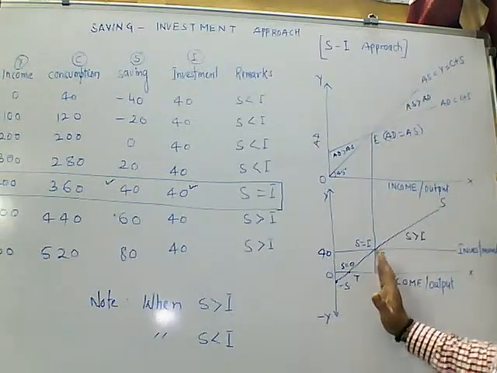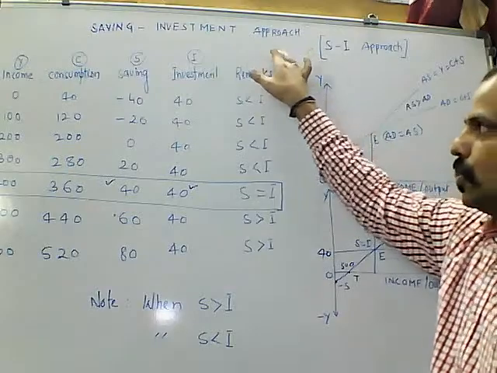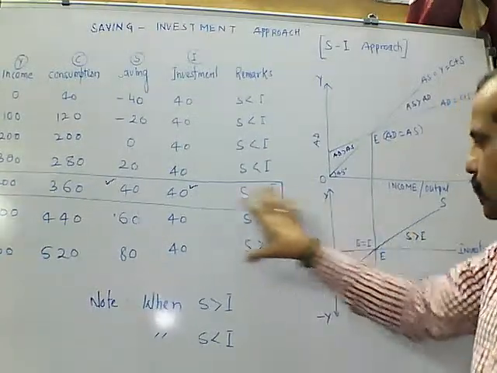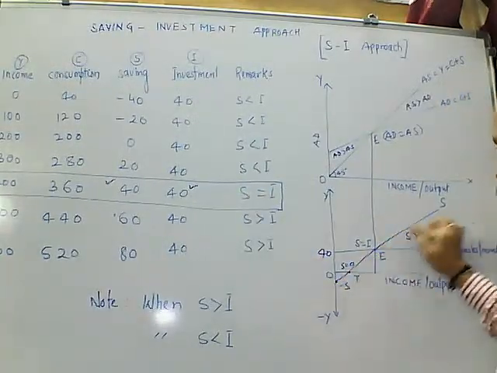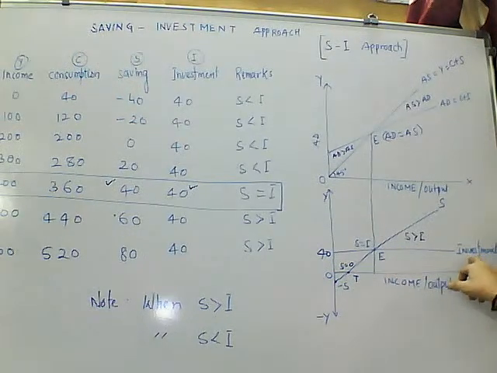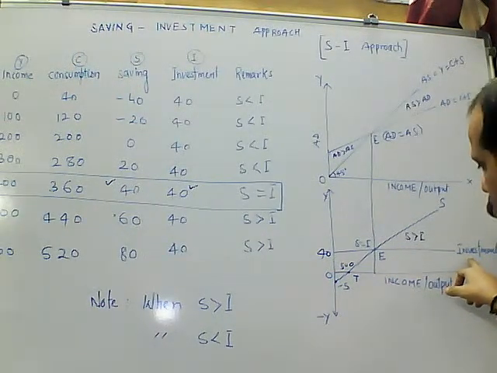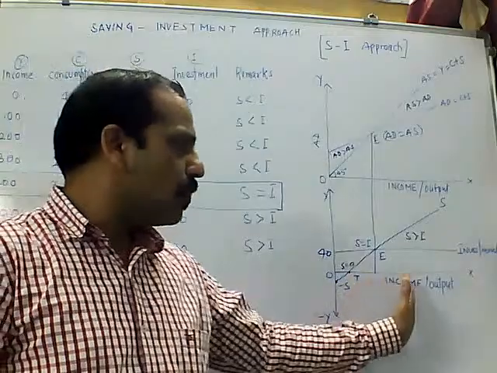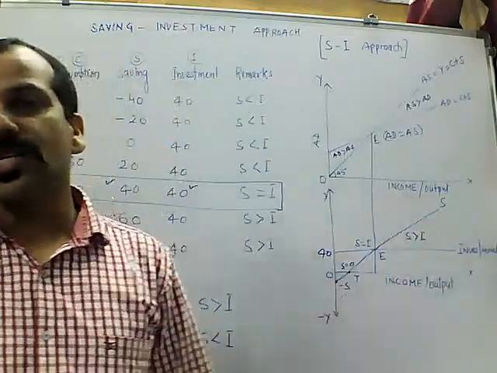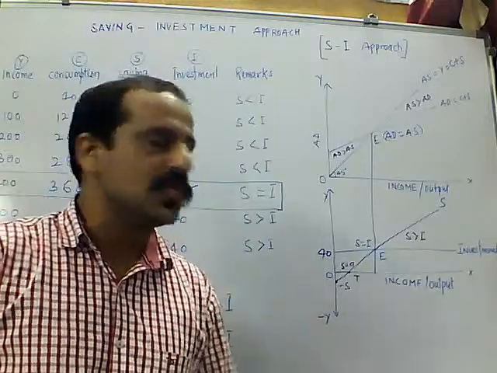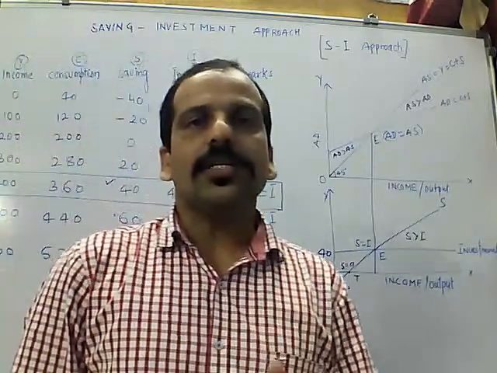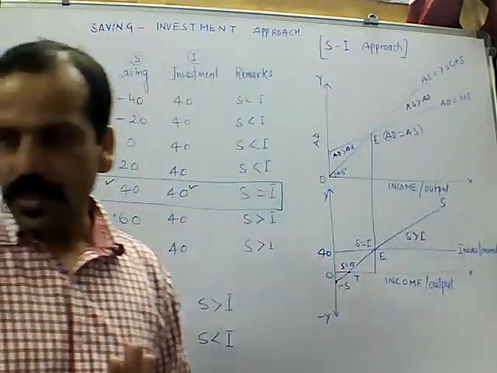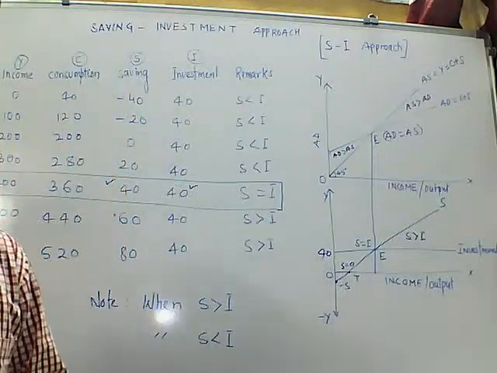Now I am teaching you the saving and investment approach. This is the diagram for saving and investment. Saving starts from the negative, while investment remains autonomous, constant. This is also autonomous, irrespective of income. When income or output increases, there is no change in investment. Why? Because it is assumed constant. Understood? Any doubt?